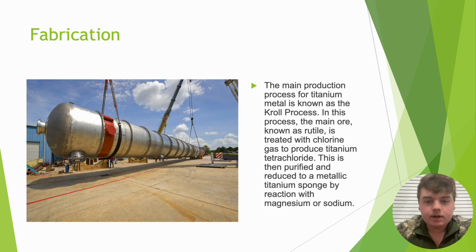Fabrication. The main production process for titanium metal is known as the Kroll process. In this process, the main ore, known as rutile, is treated with chlorine gas to produce titanium tetrachloride. This is then purified and reduced to a metallic titanium sponge by a reaction with magnesium or sodium.